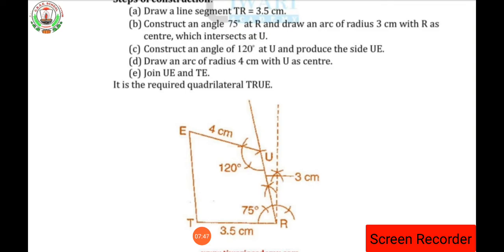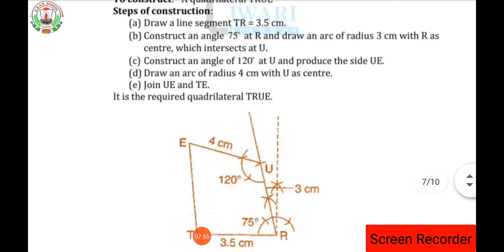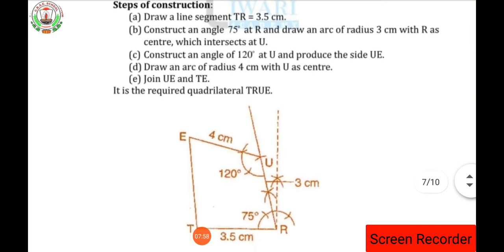So these are the construction, how you have to draw it. Clear? So for the steps of construction, what is being written? Draw a line segment RT is equal to 3.5 centimeter. Okay. Then construct an angle 75 degree at R and draw an arc of radius 3 centimeter with R as a center, which intersects at U. Okay. Then construct an angle of 120 degree using your rounder at U and produce the side UE. Draw an arc of radius 4 centimeter with U as center.